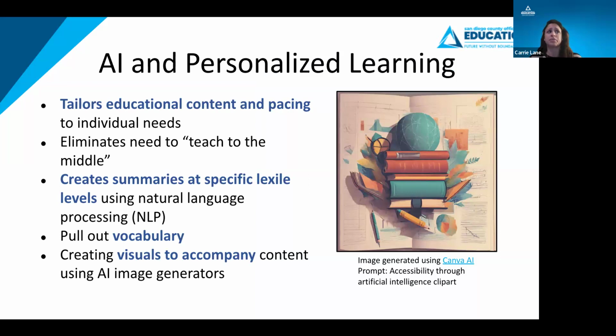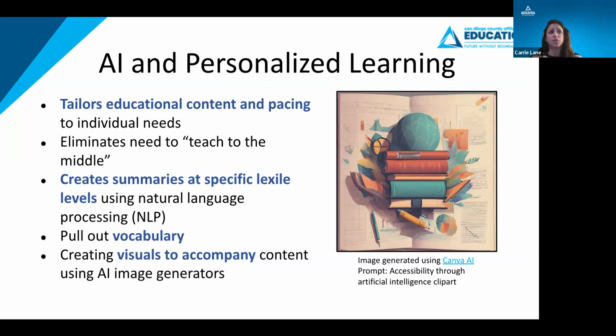It does this using something called natural language processing. And when you have tailored these Lexile level summaries or gists of articles, things that you wanted your students to read, you can even tell it to pull out difficult vocabulary words and define them so that you can create those word lists for your kids to support their learning.